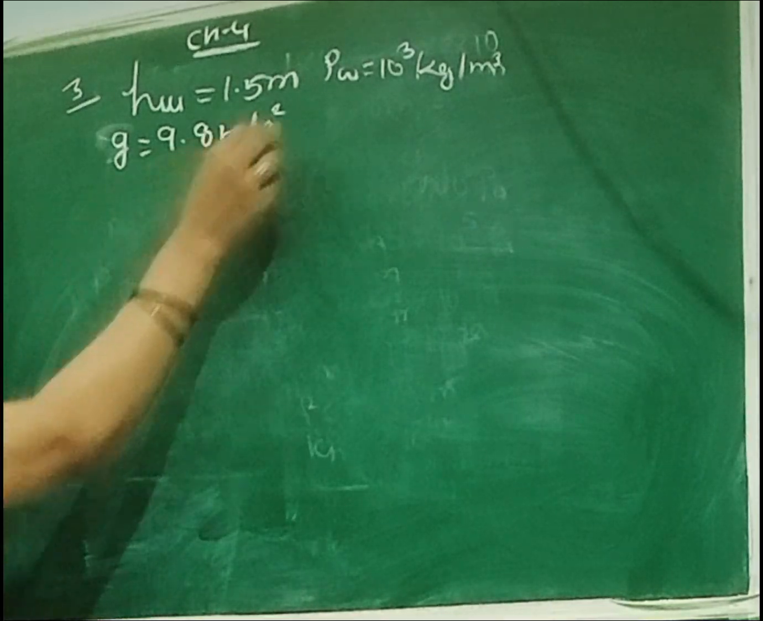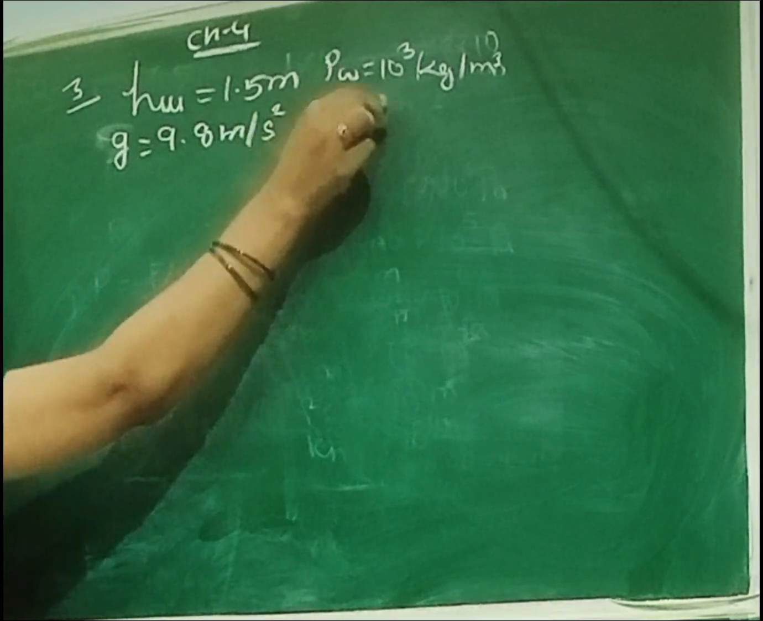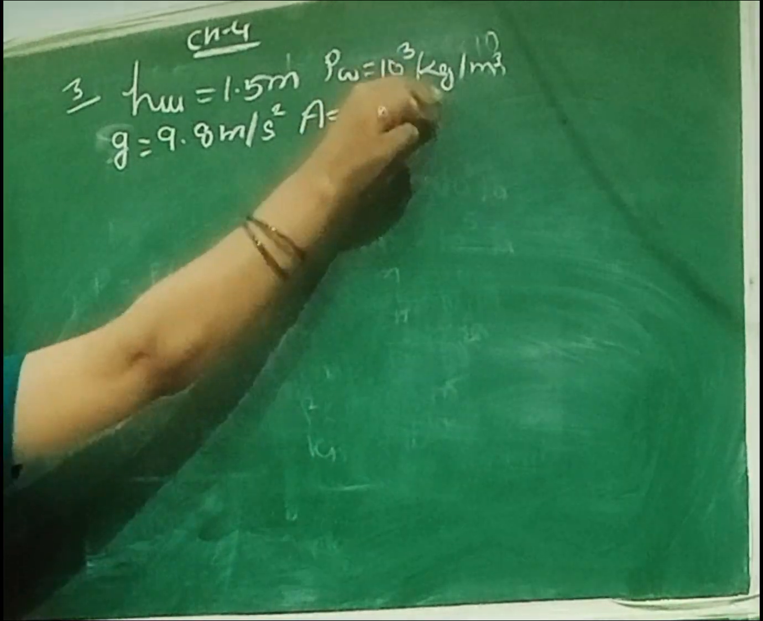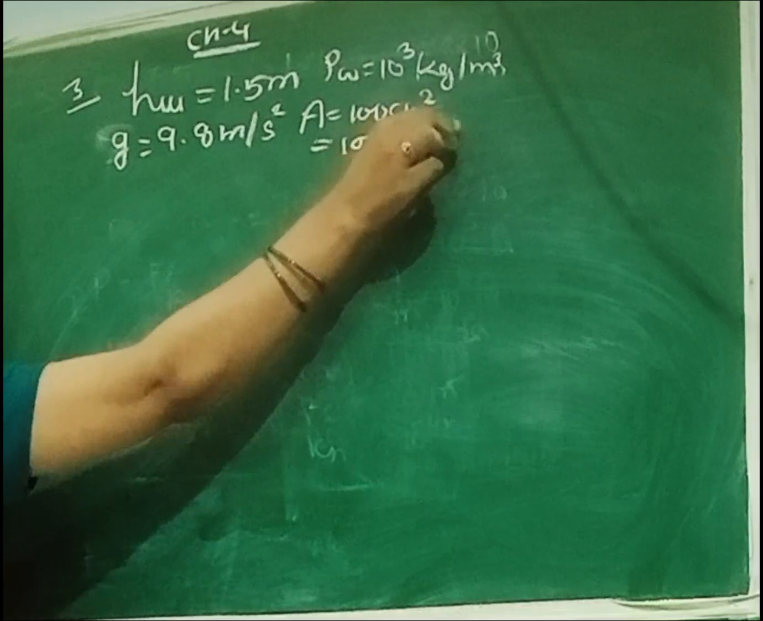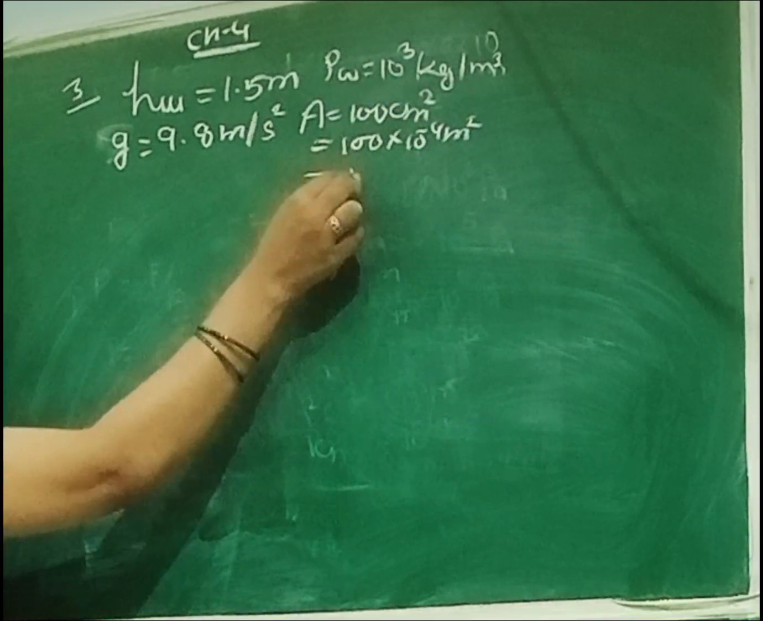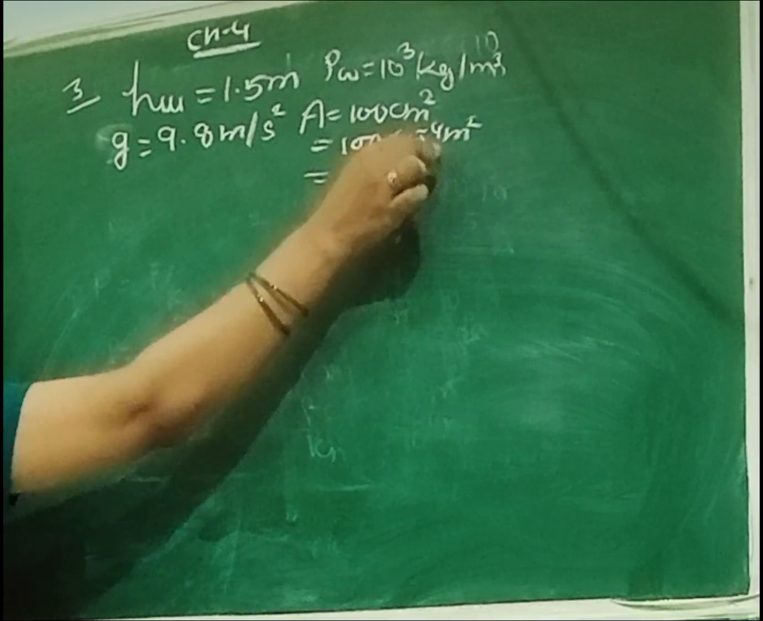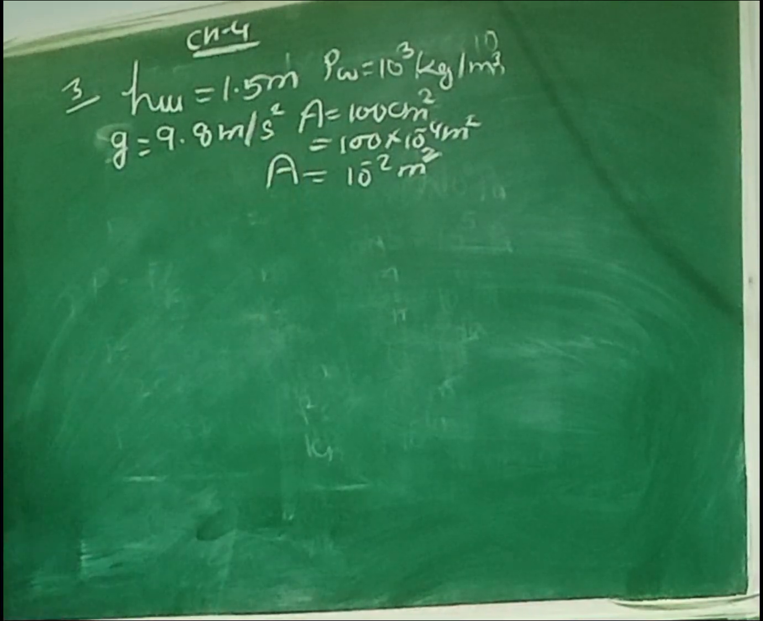Now the area is given, 100 centimeter square, so we can convert it into meter square. So 100 into 10 to the power minus 4 meter square. So you can write it as 10 to the power minus 2 meter square. This is your area of vessel.